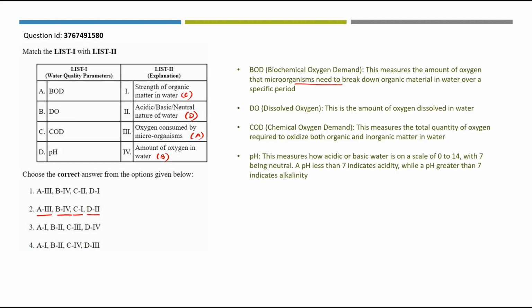What about pH? This measures how acidic or basic water is on a scale of 0 to 14. The value 7 means it is being neutral. If the pH value is less than 7, it indicates acidity. If the pH value is greater than 7, it indicates alkalinity. So we have correctly mapped D to 2. Option number 2, A3, B4, C1, D2 will be the right answer.